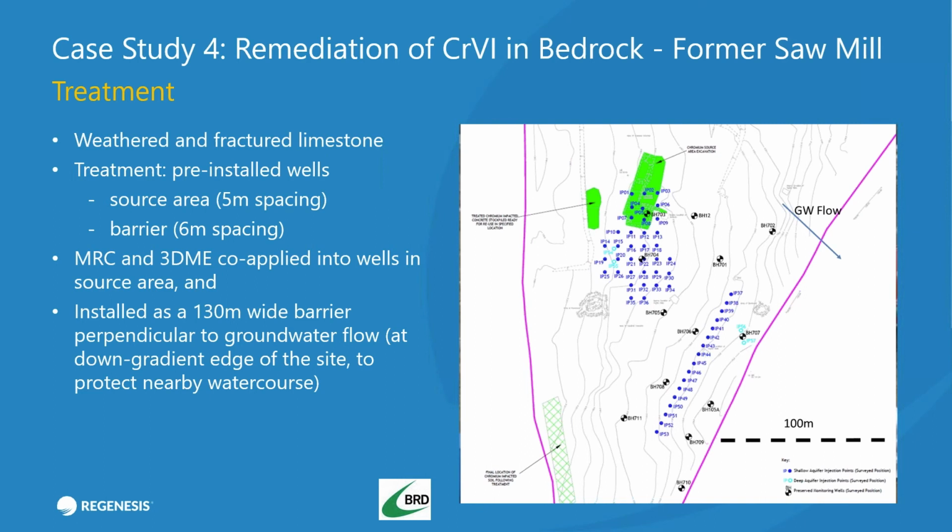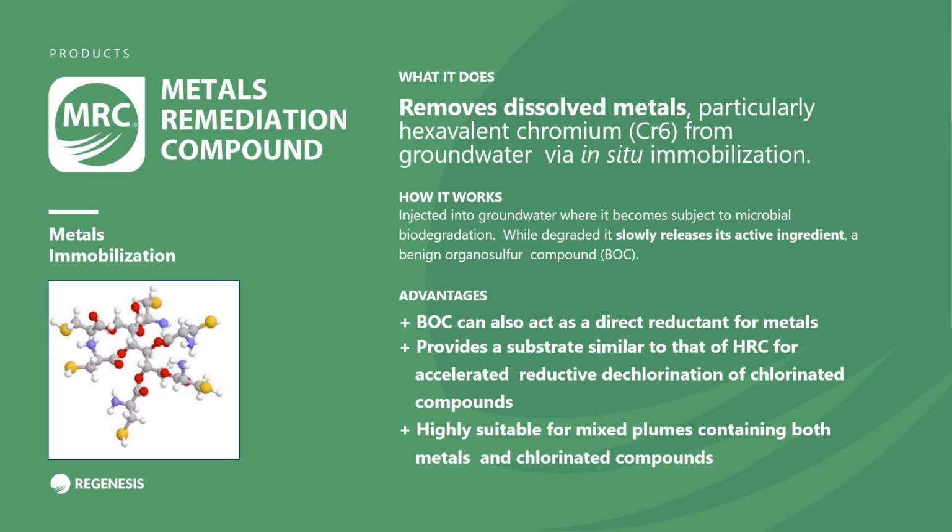We installed a series of wells, one in a grid configuration at the source, and then a second as a permeable reactive barrier down gradient of that source area. Here we co-injected 3DME, so the technology that I introduced to you before, with MRC. So MRC is a benign organosulfur compound, and it's used with 3DME to alter the valency of chromium-6, dropping it down to chromium-3, precipitating it out as a stable sulfide, so it's no longer mobile in the groundwater.